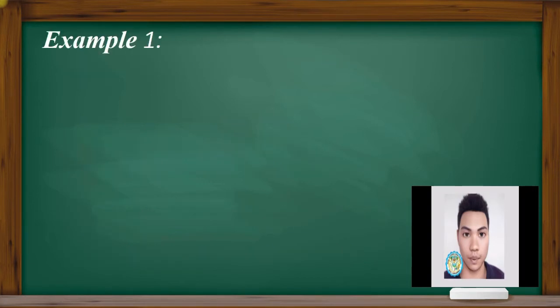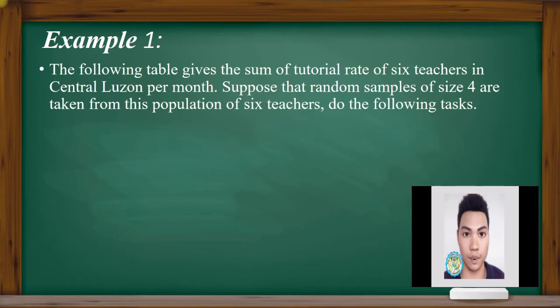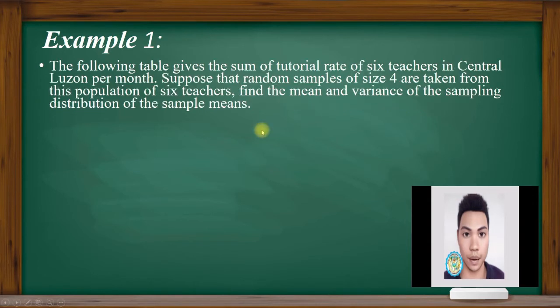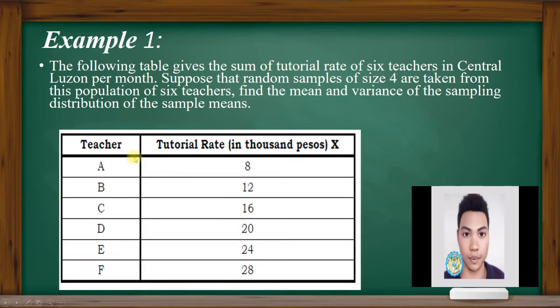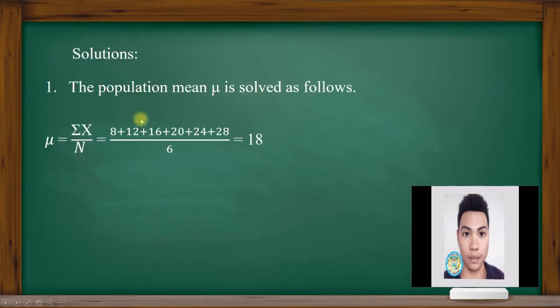So example number 1. The following table gives the sum of tutorial rate of 6 teachers in Central Zone per month. Suppose that random samples of size 4 are taken from this population of 6 teachers. Find the mean and variance of the sampling distribution of the sample means. So here is the table, which is teacher A, B, C, D, E, F. And this is the tutorial rate in 1,000 pesos: 8, 12, 16, 20, 24, and 28. So let's have the solution.